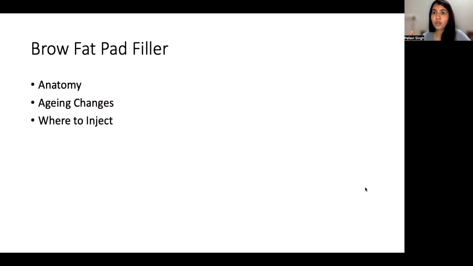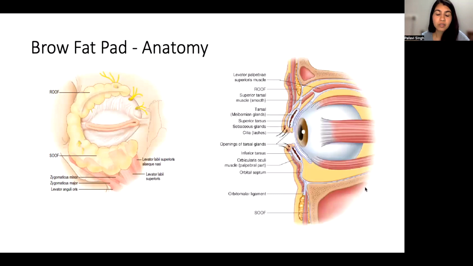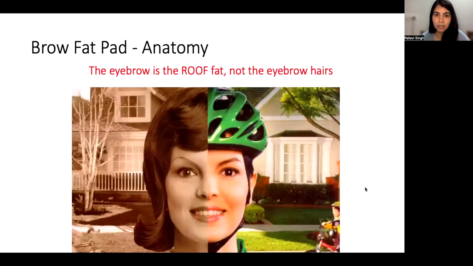So, talking about area specific tips, one of my favorite areas to inject is the brow fat pad. Now, we all know the anatomy of the brow fat pad. It is the roof, which is the retroorbicularis ocular fat. It meets in the lower lid, it meets the SOOF over the lateral orbital rim. And essentially, with aging, you see a deflation of these fat pads. And what we're trying to do when we're injecting filler here is just revolumize these fat pads.